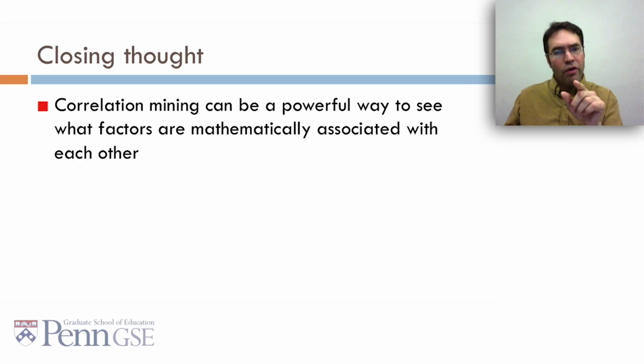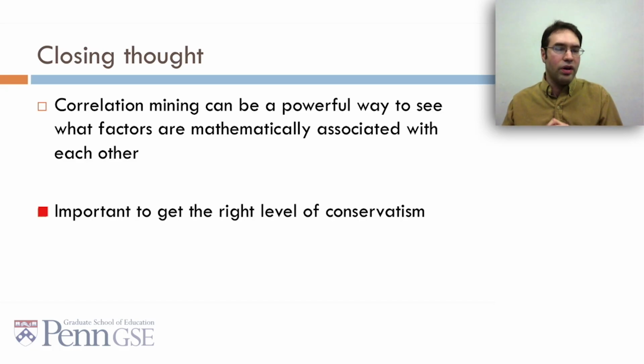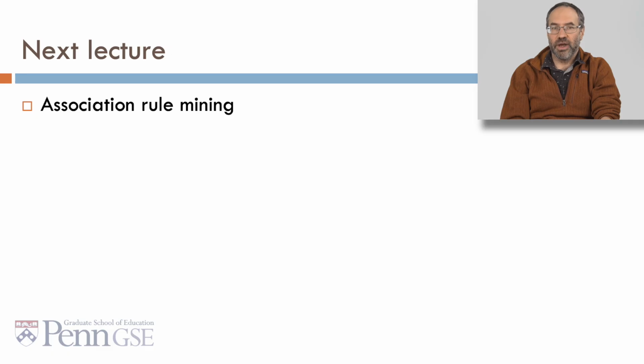So, a closing thought. Correlation mining can be a powerful way to see what factors are mathematically associated with each other. But it's important to get the right level of conservatism. If you're too conservative, you throw out everything. If you're not conservative enough, you accept junk. So that wraps up correlation mining. In our next lecture, we'll discuss association rule mining.